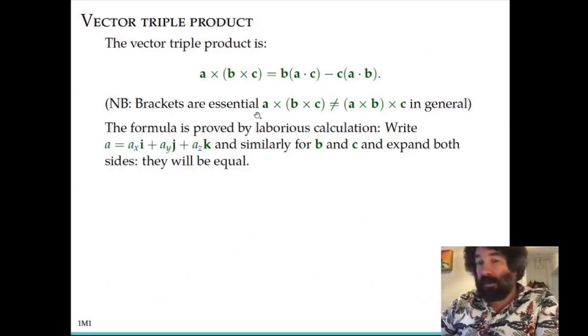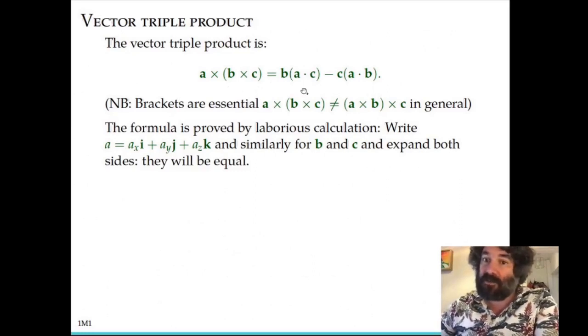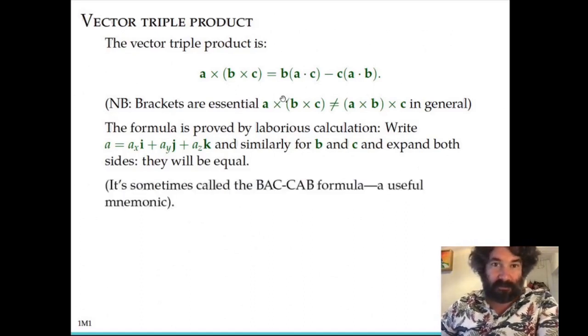The formula shown here for the vector triple product can be proven simply by writing out the components of the three vectors, A, B, and C, and then computing the triple product and checking that the two sides are equal. This is actually an exercise on one of the problem sheets, but it's not necessarily particularly illuminating to do this. It's just a calculation that shows that they're equal.